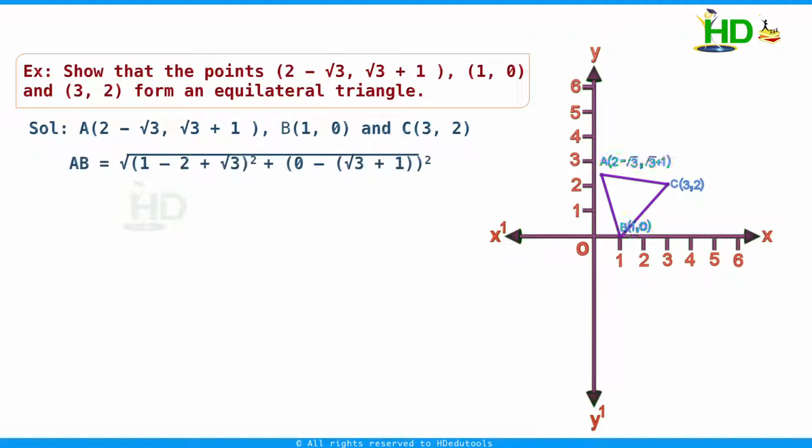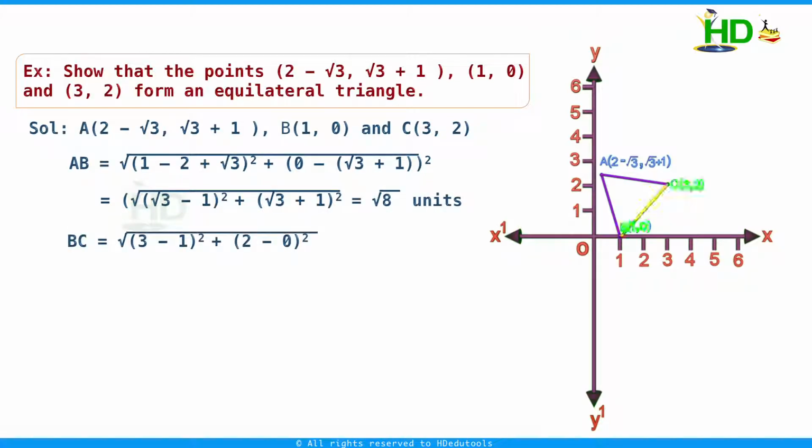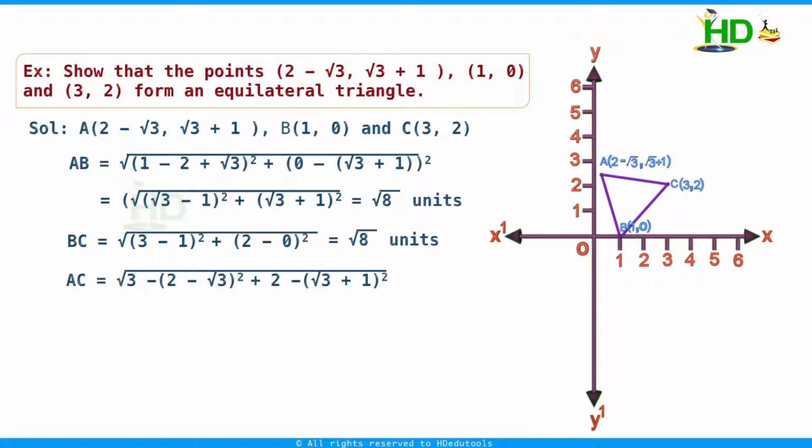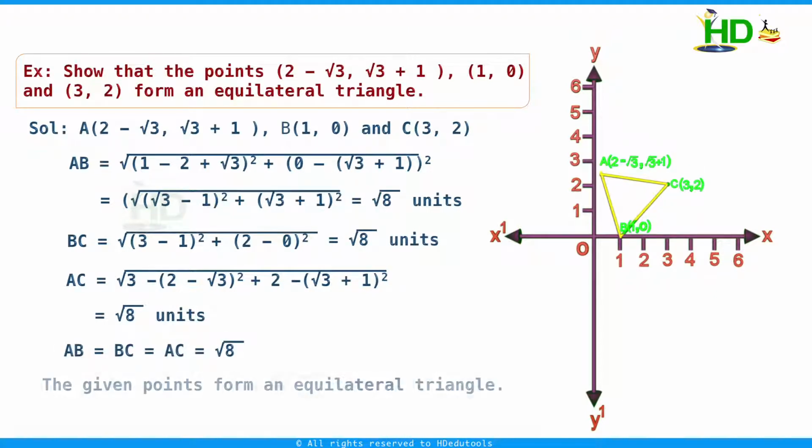Here AB is equal to the root of (1 minus 2 plus root 3) whole square plus (0 minus root 3 plus 1) whole square. On simplification we get this is equal to root 8 units. And BC is equal to the root of (3 minus 1) whole square plus (2 minus 0) whole square. This is root 8 units. And AC is equal to the root of (3 minus (2 minus root 3)) whole square plus (2 minus (root 3 plus 1)) whole square. On simplification, we get this is root 8 units. Since three sides are equal, the given points form an equilateral triangle.